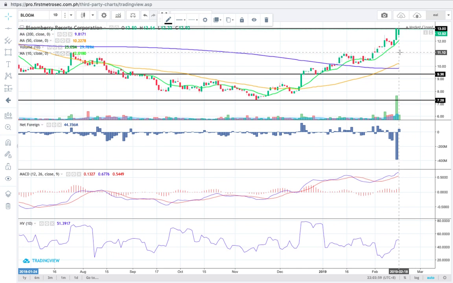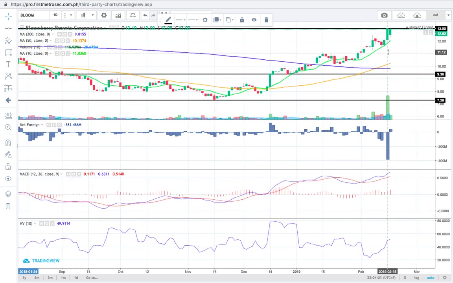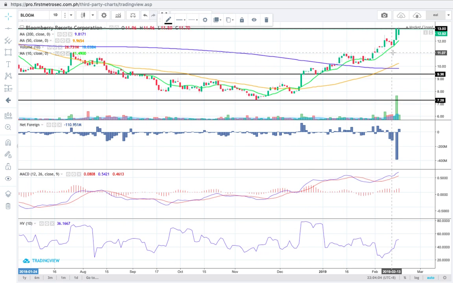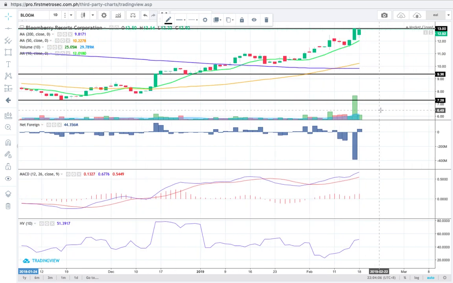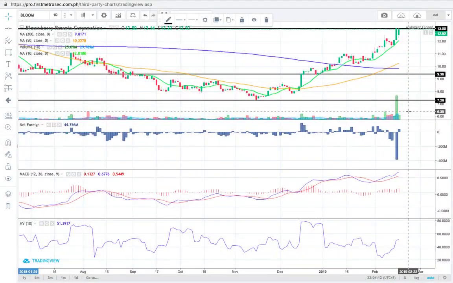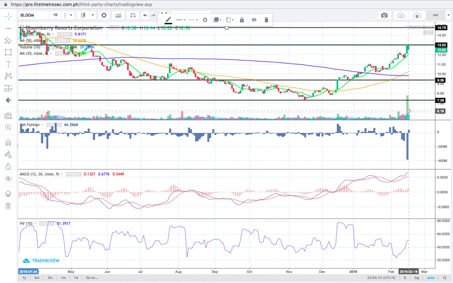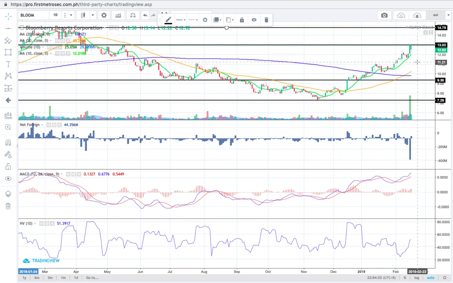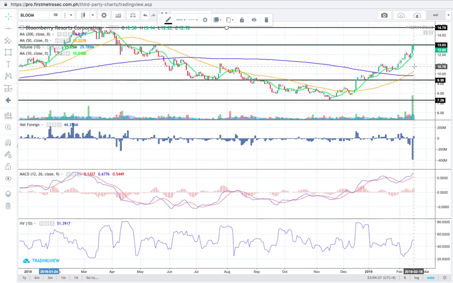Unless Bloom's volume will start to dissipate tomorrow. So for example, if Bloom's volume tomorrow is below today's volume, then there's a chance for the bullish momentum to die down. And when that happens, traders might consider 13 pesos as a selling area. Okay? But unless and until that happens, there's a chance for Bloom to go above 13 pesos. MACD is bullish.